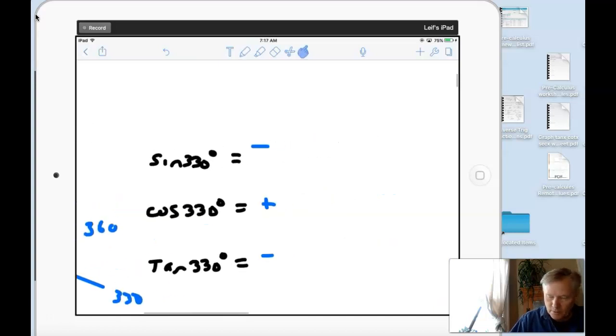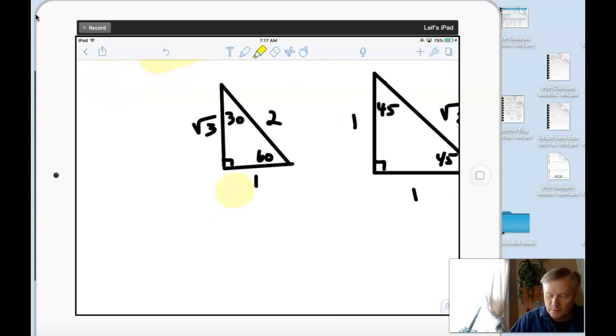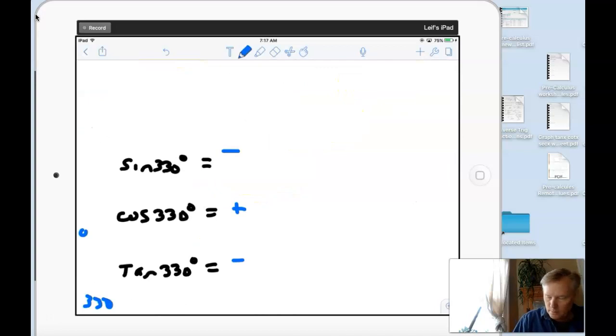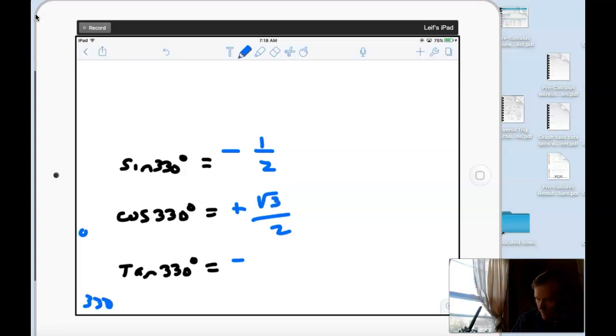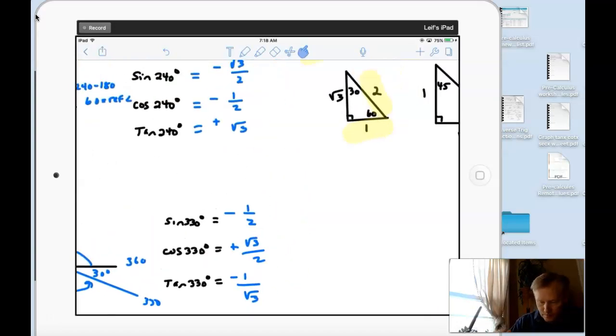So the reference angle is 30, so I go back to my triangle. Sine is opposite, that's the opposite of the 30. There's the hypotenuse of 2. Cosine of 30 is square root of 3 over 2. And tangent would be negative 1 over the square root of 3. Tangent's opposite over adjacent. Okay, so moving right along.